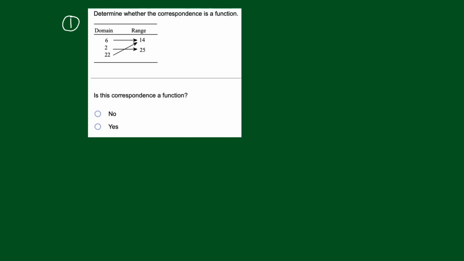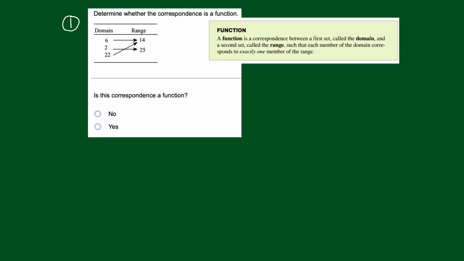This is problem 1, and what we're supposed to do is determine whether the correspondence is a function. Now look at this correspondence. 6 goes to 14, 2 goes to 25, and 22 goes to 14. To answer this question, we surely need to know what a function is.